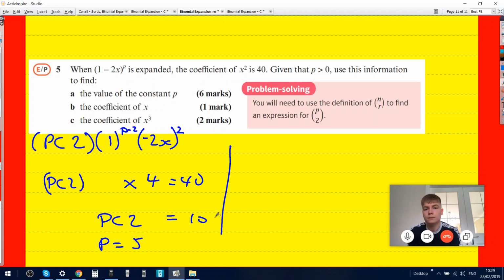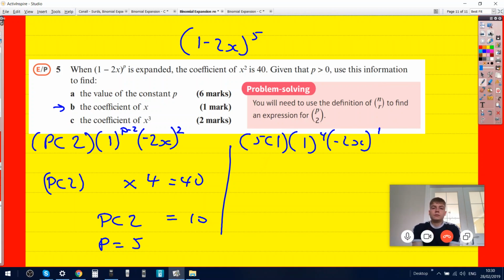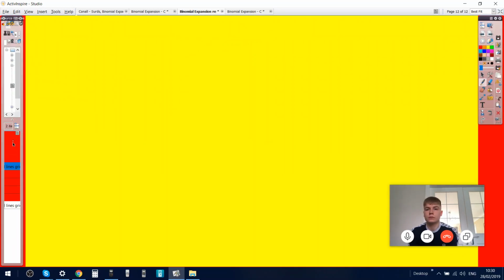No, that's all right. So now that we know p is 5, it's just 1 minus 2x to the 5. And then you just do as normal. Find the coefficient of x: 5 choose 1, and so on, minus 2x to the 1. And same with the x cubed. And we've already done those. So we've done at least one of every type of exam question, including these ones, which are the new bits.